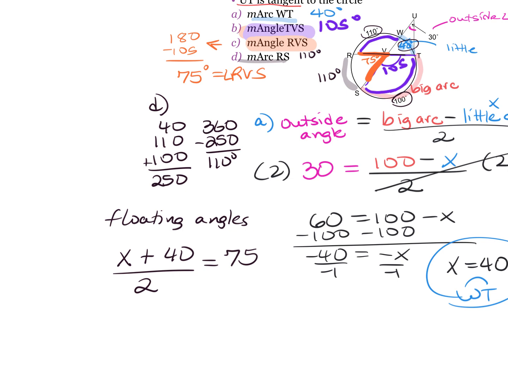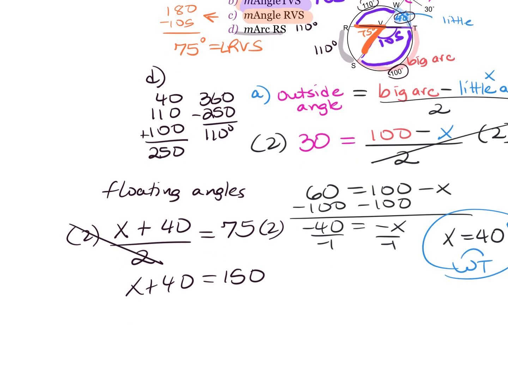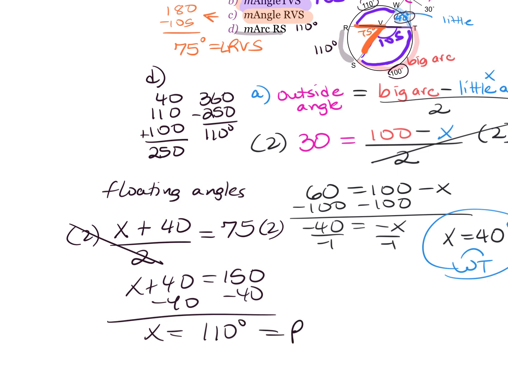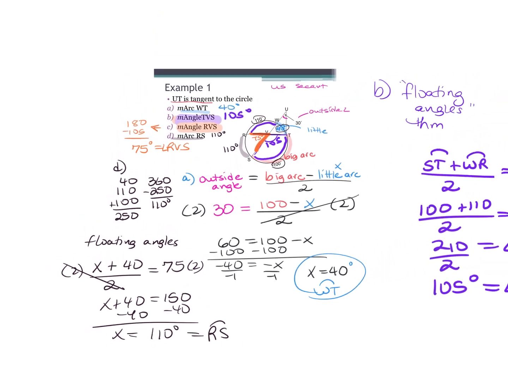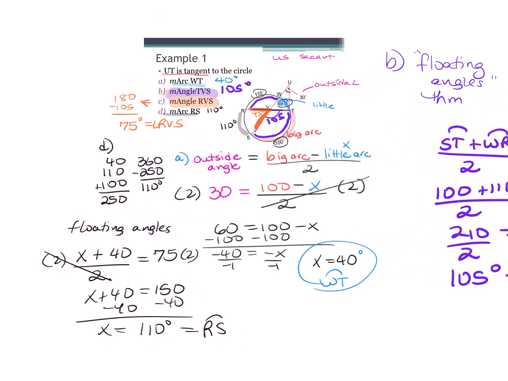Then multiply both sides by 2 to clear the fraction. And then I get x plus 40 equals 150. Subtract 40. And x, which was my RS, is 110. So same answer I got by doing it with a different technique. So there'll be multiple ways to do these. You just need to show your work and what method you used.